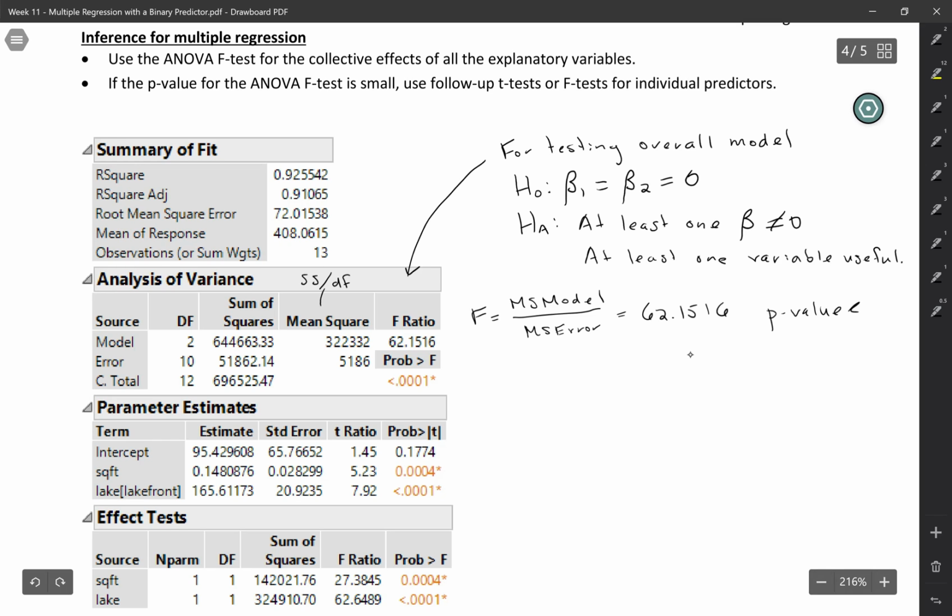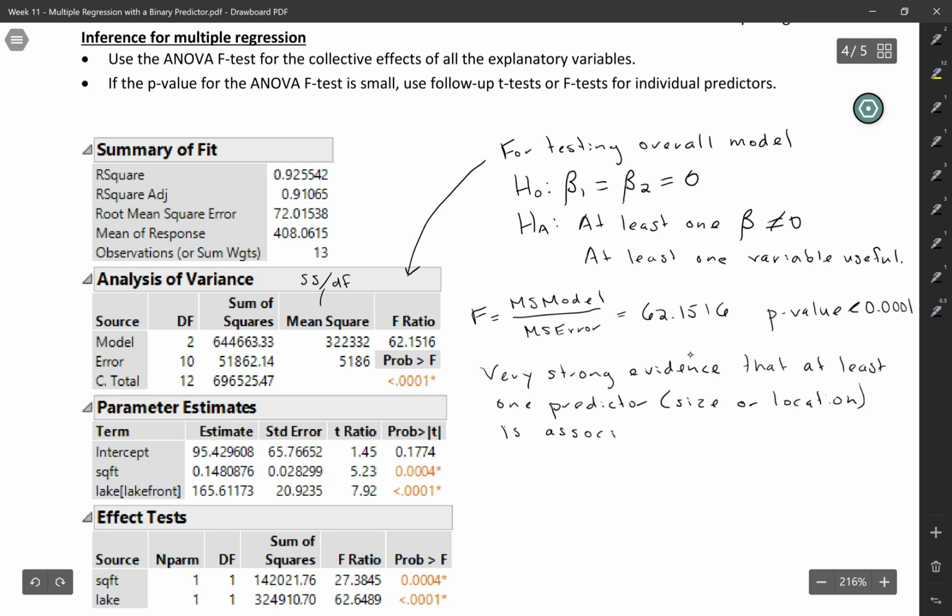So it tells me that my p-value is very, very small here, less than 0.0001. That tells me that I have very strong evidence, right? And we always say strong evidence against the null and for the alternative. In this case, this would be very strong evidence that at least one predictor, so that could be size or location, is associated with the price. So at least one of them is useful for predicting price. And right now we don't know which of them is actually the useful one. Maybe they're both useful, maybe it's just one or the other.